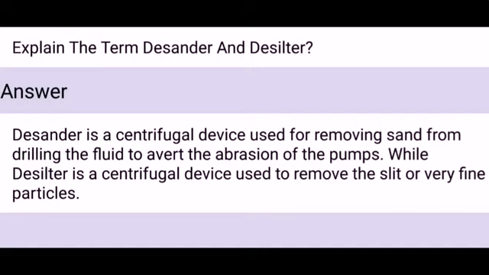Explain the term desander and desilter. Desander is a centrifugal device used for removing sand from the drilling fluid to avoid the abrasion of the pumps, while desilter is a centrifugal device used to remove the silt or very fine particles.